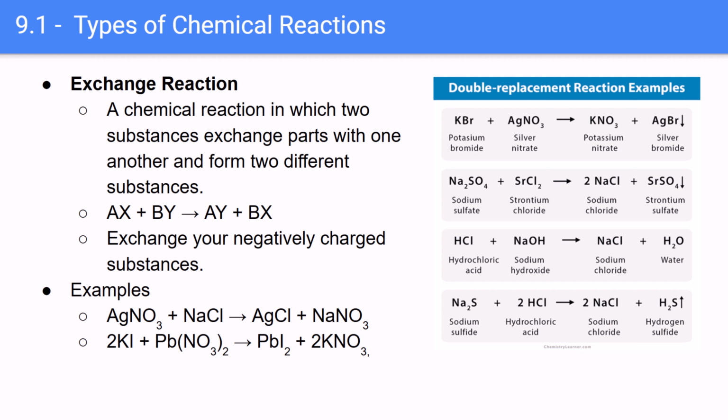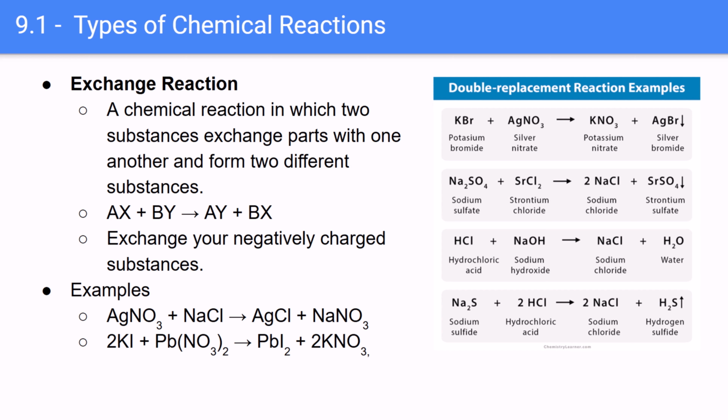The second to last type of chemical reaction we're going to look at is what is known as an exchange reaction. And this is a chemical reaction in which 2 substances exchange parts with one another to form 2 different substances. So essentially, these are going to be 2 compounds that exchange their negatively charged substances. The examples given on the right show just that. KBr and AgNO3 end up becoming KNO3 and AgBr. Again, those negatively charged ions are switching places.